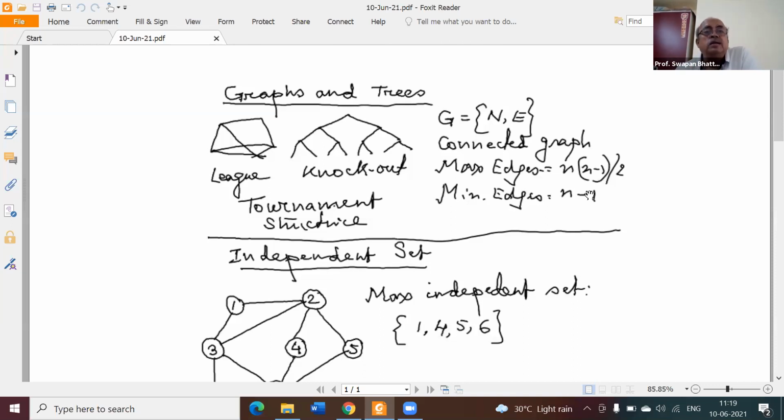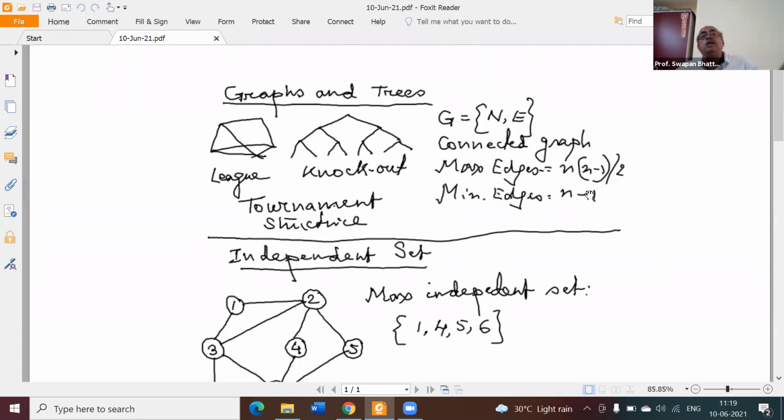If it is 3, the number of matches to be organized is 2. If it is 4, it is 3. So if you have n teams, you have to organize n minus 1 matches to find the winner, and the structure becomes a tree. So a league type of tournament can be modeled as a complete graph. A knockout tournament can be considered as a tree.